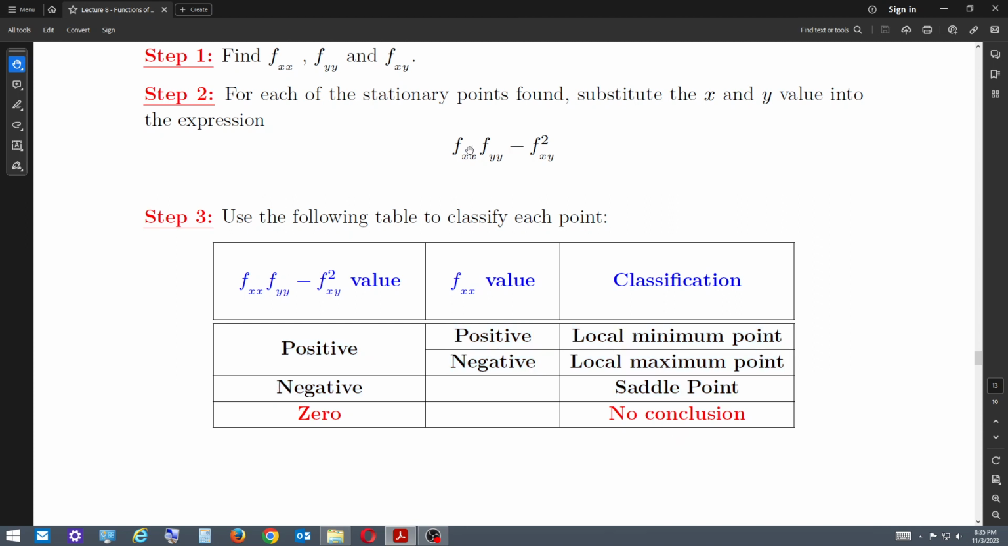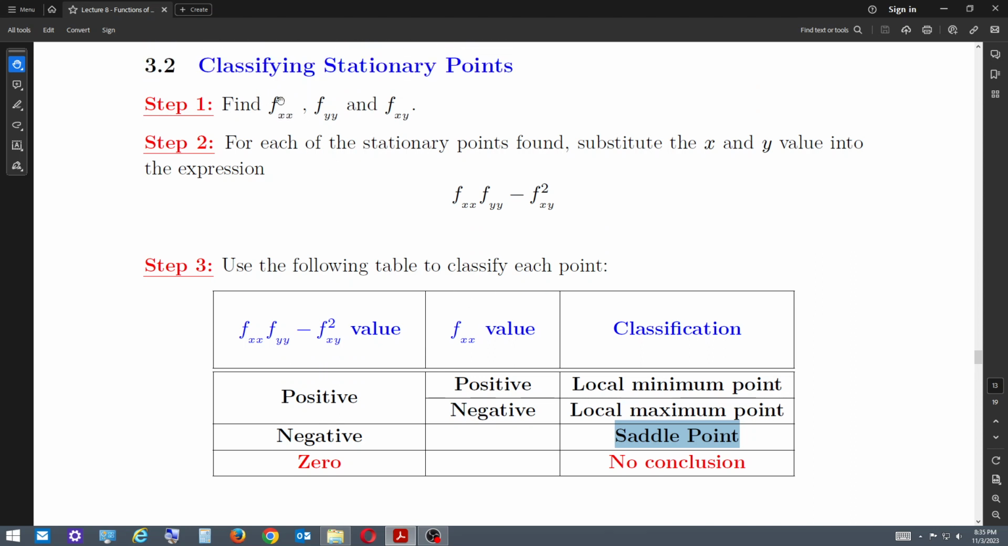Now, if the value that you found from this expression with the second partial derivatives is negative, then automatically you can stop and say, well, okay, this point is a saddle point. All right. Now, if it turns out to be positive instead, then we actually have two possible subcases to look at. It could either be a minimum point or a maximum point. And you determine which one it is by looking at the second partial derivative with respect to x. You can also look at it with respect to y because they will give you the same conclusion.